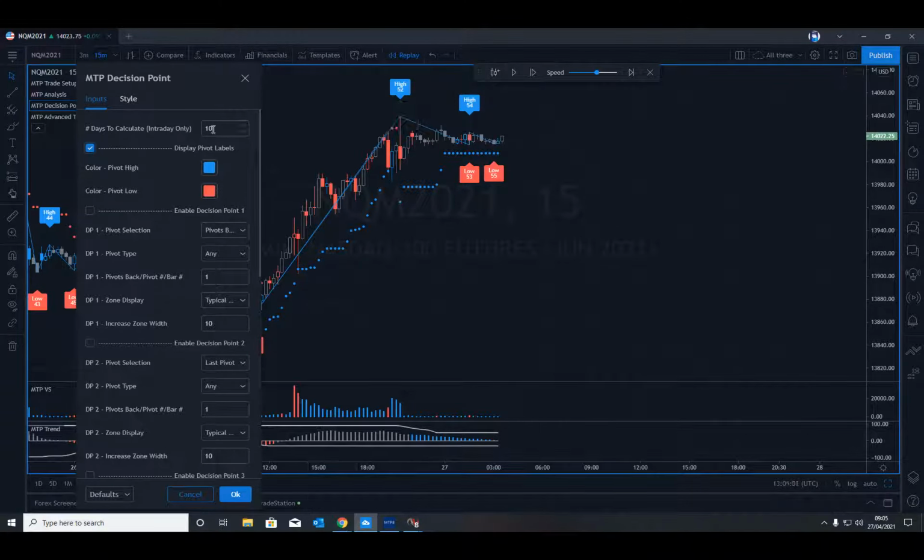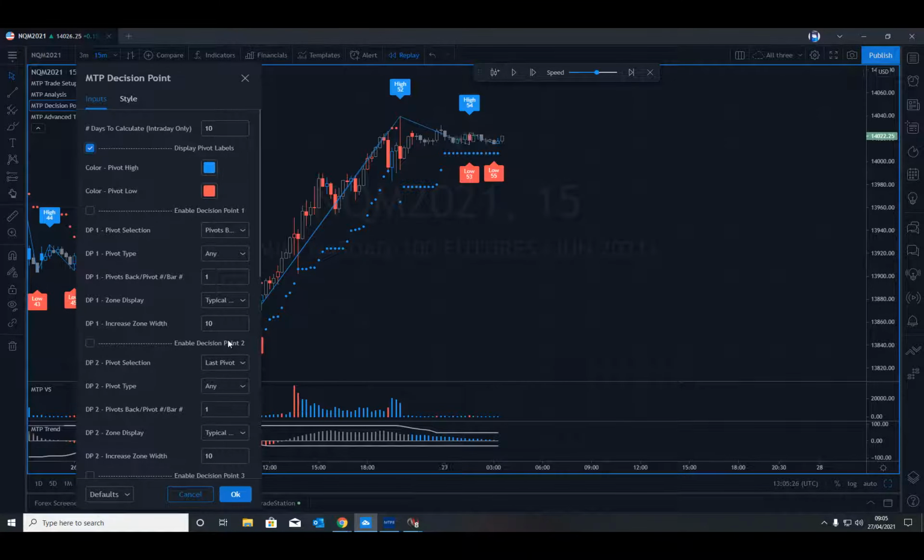By the way, if you're using longer time frame charts, ideally you want to increase this number here. So for a 15-minute chart, 10 days back is fine, but if you're, say, using a 4-hourly chart, you really want to be going up to about 40 or 50 days back. So you want to make sure you have enough days back to be able to do enough calculations. You can always try just displaying the pivots to make sure they do display.